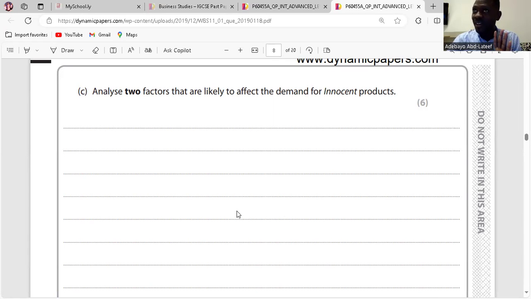The second one I wrote is about changes in trends and fashion, which will shift the demand curve. I wrote continuous concern about health and improved diets might increase the consumption of smoothies and other healthy drinks, shifting the demand curve rightward. Smoothie drinks are healthy because they are natural. So increasing concerns about health of people and improvements in diets might allow them to take innocent products, which will shift this demand curve rightward. Is it clear? Any question about that?